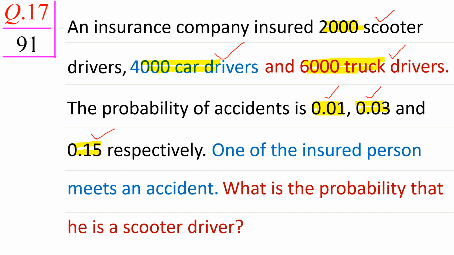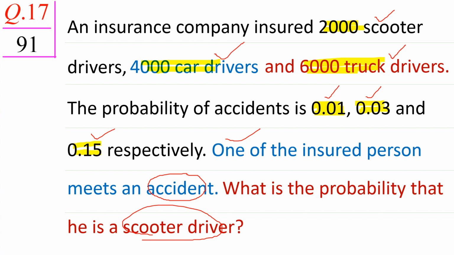And now further we have given what? One of the insured person meets an accident, and now an accident has taken place. An accident has taken place, and then what is the probability that he is a scooter driver? So here we have to understand that the accident had already taken place. Accident has happened, and now we want to know what is the chance that the person who has met an accident is a scooter driver.